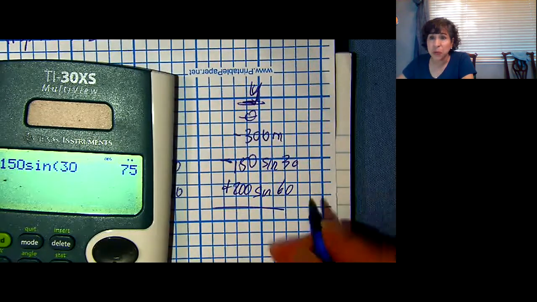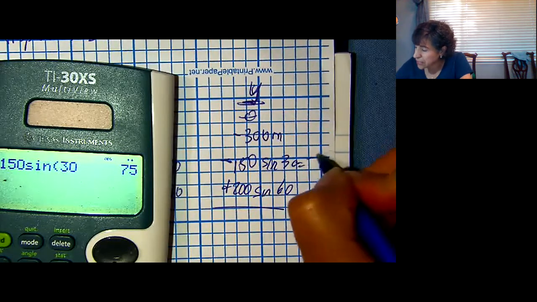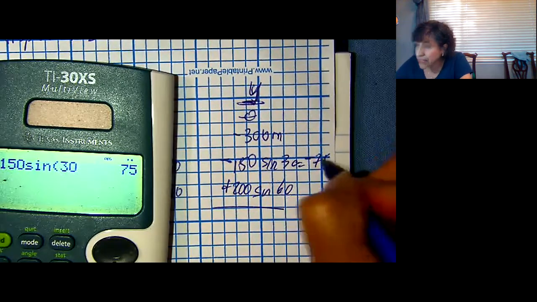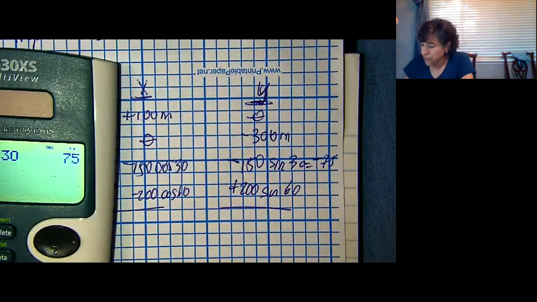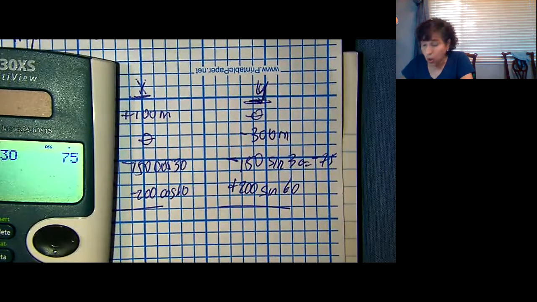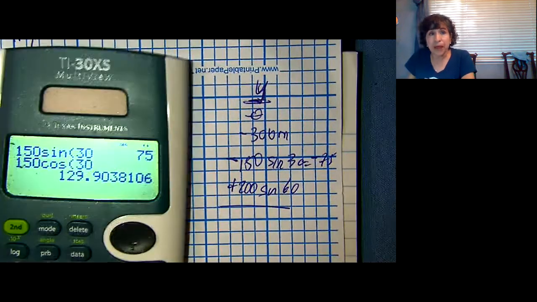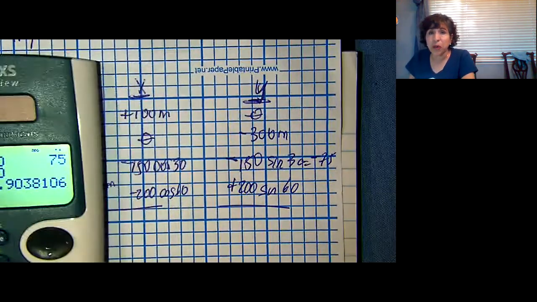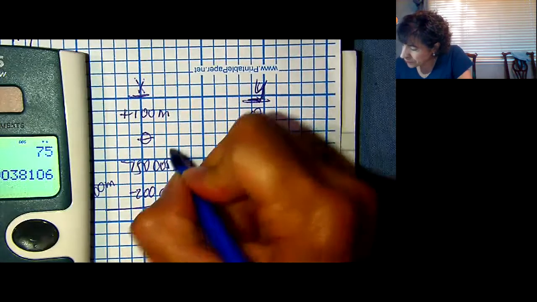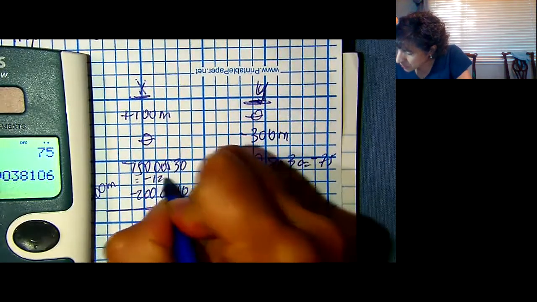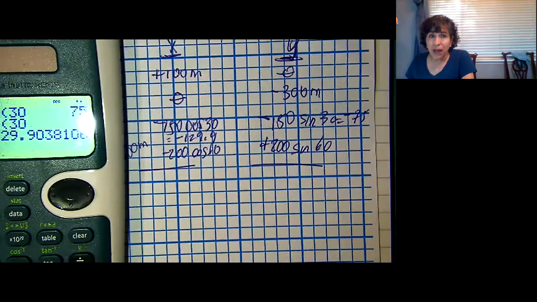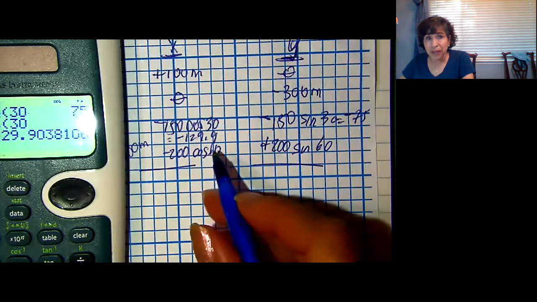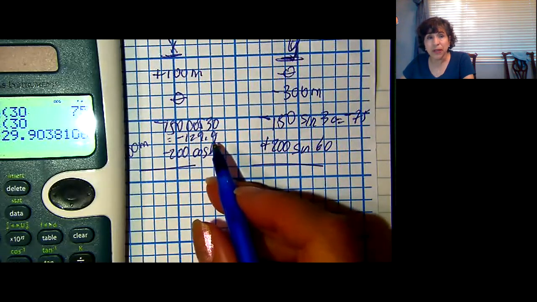That's 75. So this one here, I'm going to write it here, is equal to negative 75. Now let's do the other one on the other side here. 150 times the cosine of 30, right? There we go. And we have negative 129.9. So this guy here is negative 129.9. Sounds good? All right, I always like to do a couple extra, but it's still 0.